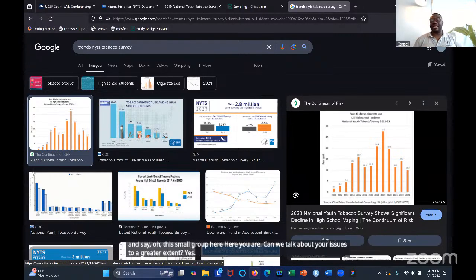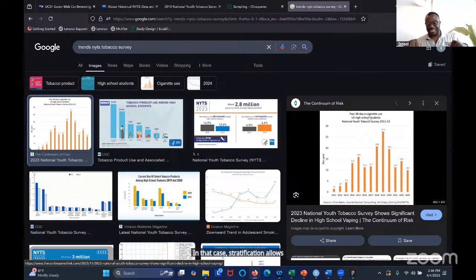Yes. In that case, stratification allows us to dive into that sample and then discuss the issues of that smaller subgroup more eloquently because we have a larger sample for them. Do you understand the distinction?